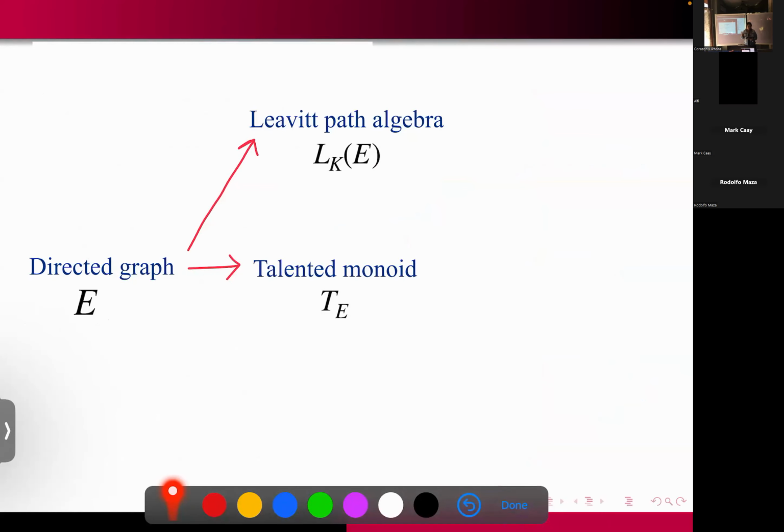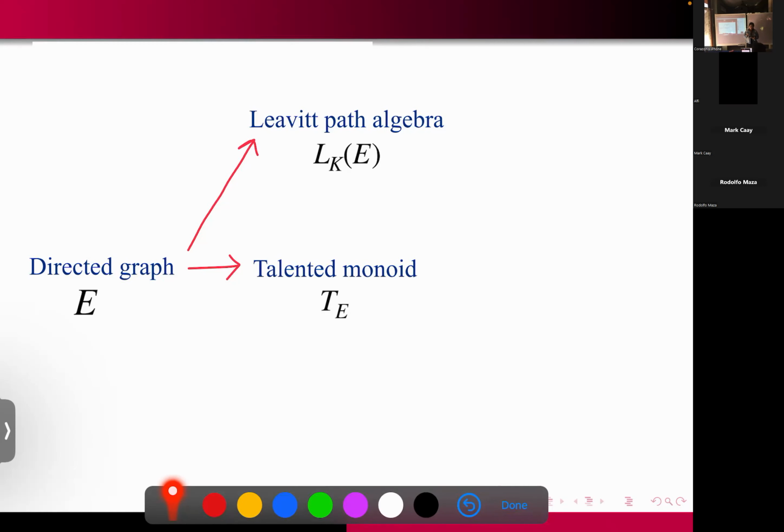Okay. If you have a directed graph, then you can associate many things. Earlier today, we have seen 2 monoids: the talented monoid and the graph monoid. Now we are looking at the so-called Leavitt path algebra. I forgot if I defined it formally here, but let's see. I will surprise myself as well if I formally defined Leavitt path algebra.